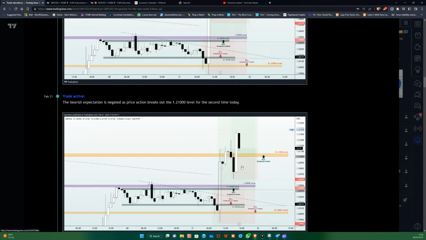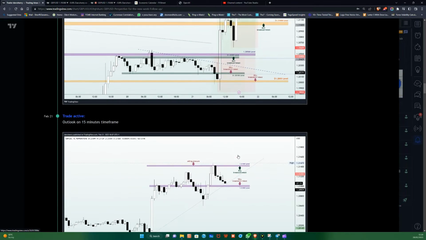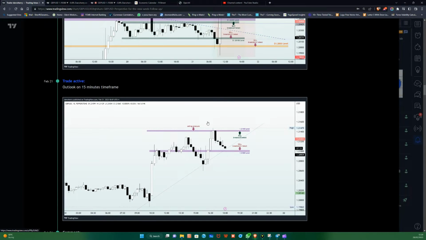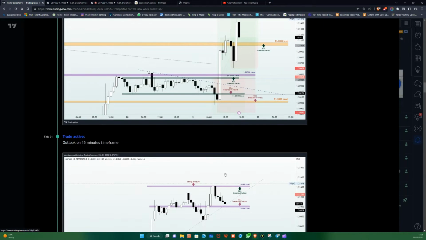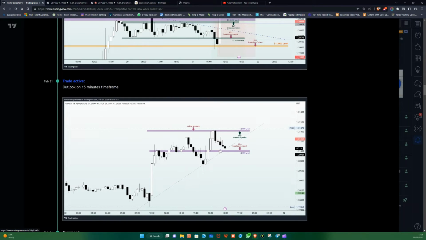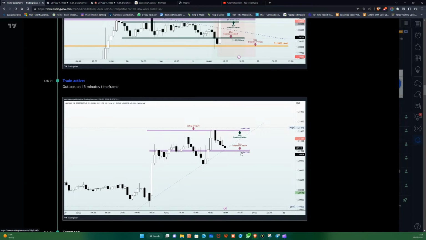But the key moment didn't come until later on that day, where I think prior to the FOMC, we had the simple setup on the 50 minutes time frame where price action was consolidating between the 1.241 and the 1.21 area, which was a key level for that week.